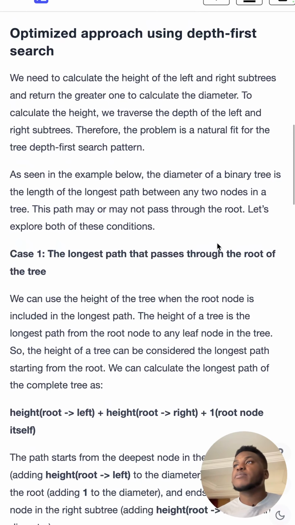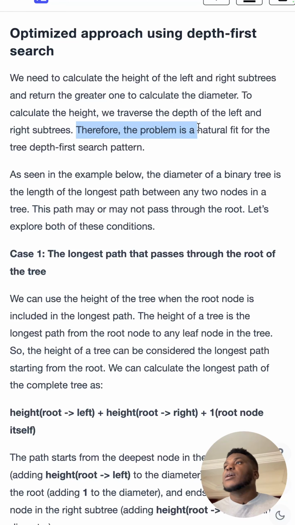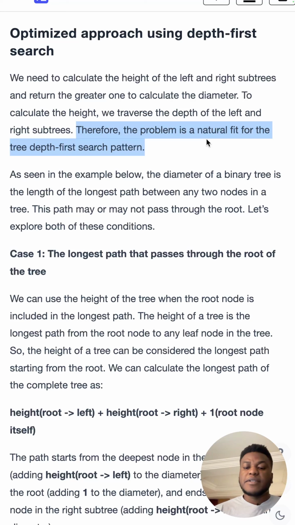Now, for the optimized approach, we need to calculate the height of the left and right subtrees, and return the greater one to get the diameter. Now, to get the height, we traverse the depth of the left and right subtrees. Therefore, the problem is a natural fit for DFS.